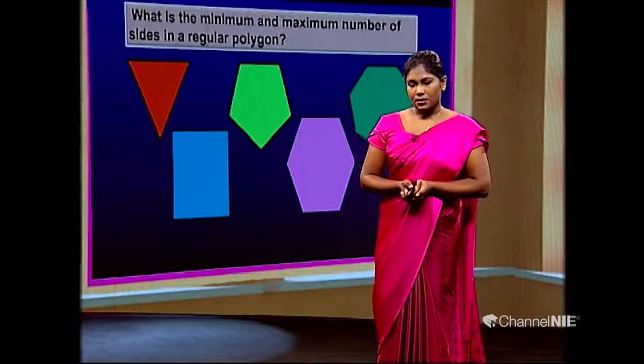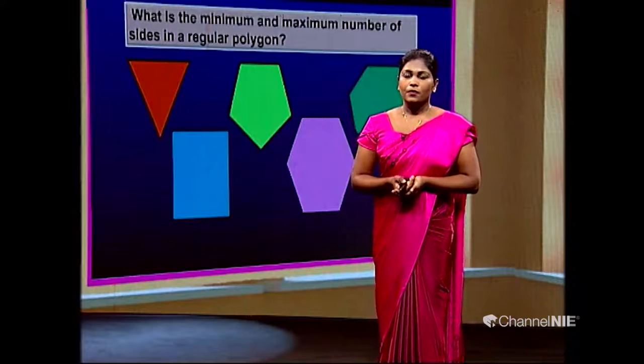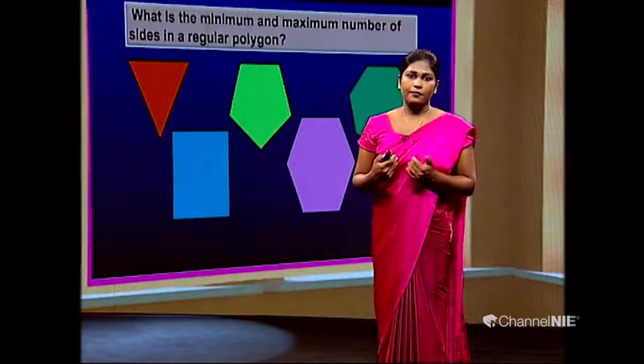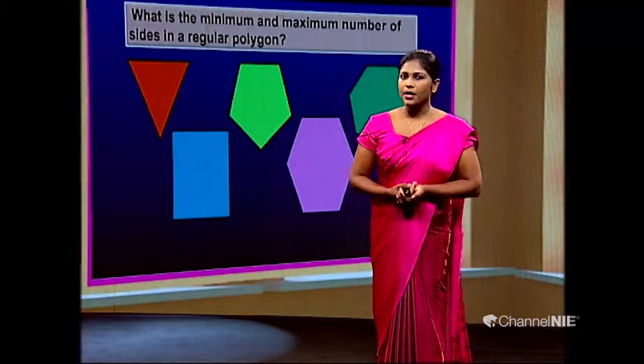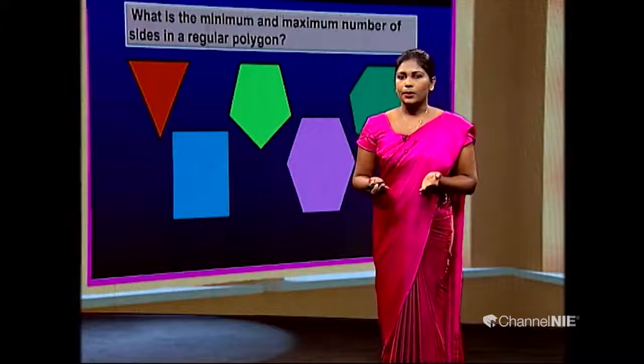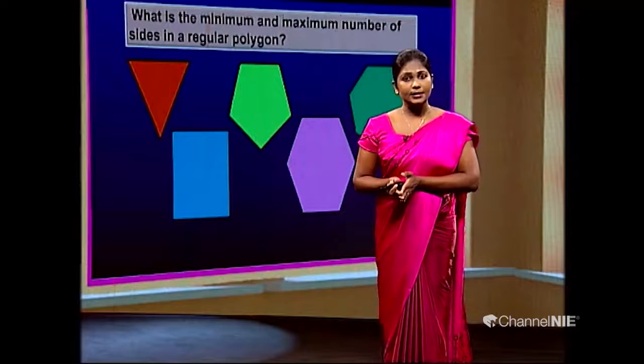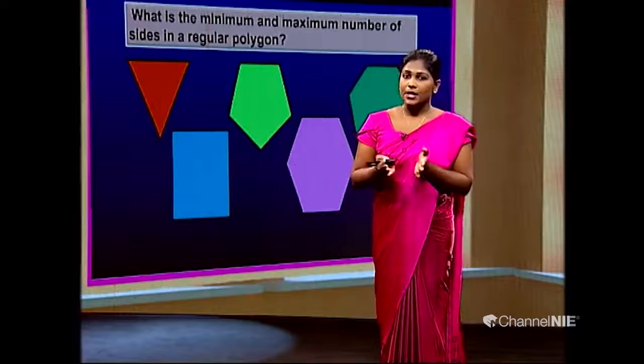Okay children, now today we have learned about polygons, the types of polygons, and also the sum of the interior angles of a polygon and the sum of the exterior angles of a polygon. In grade 7 and 8 you also learned about polygons, but in grade 9 you learned the new theories: the sum of the interior angles of a polygon and the sum of the exterior angles of a polygon.